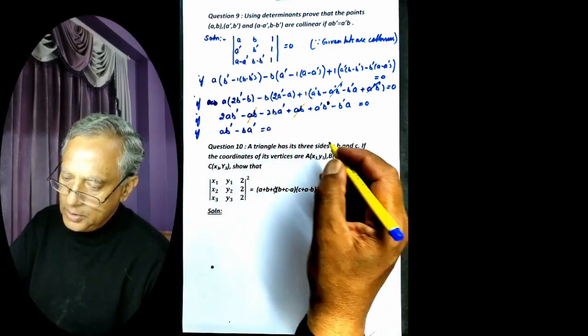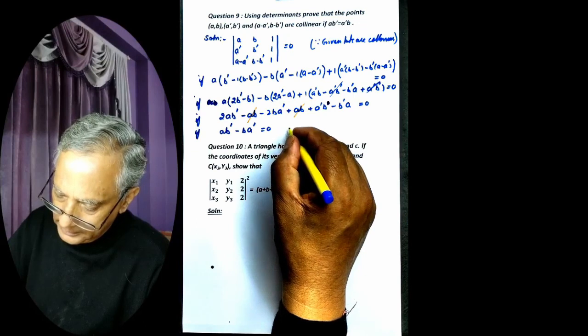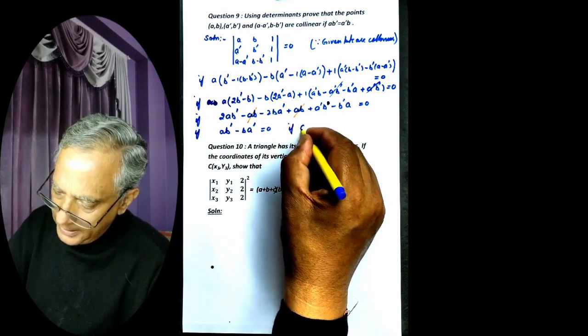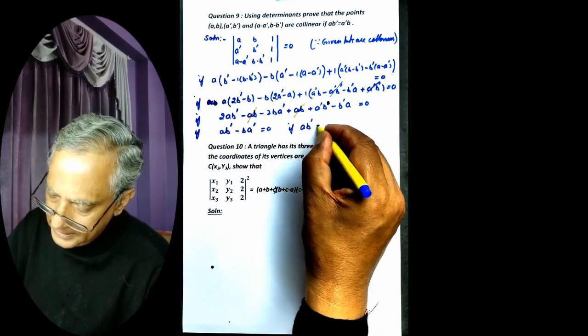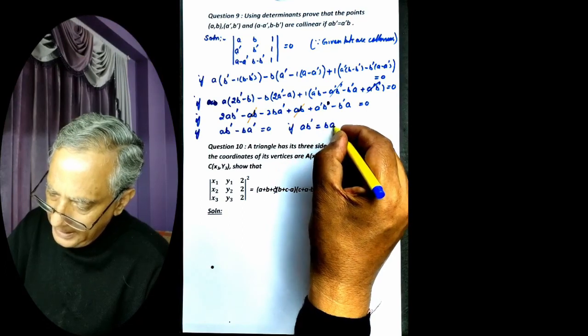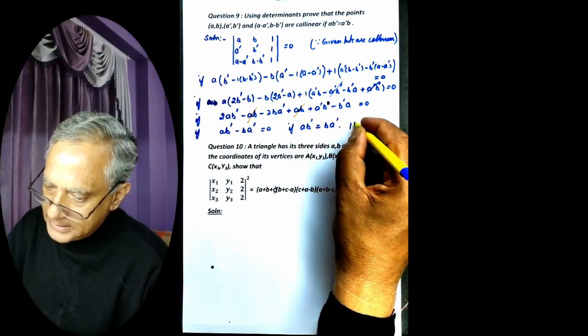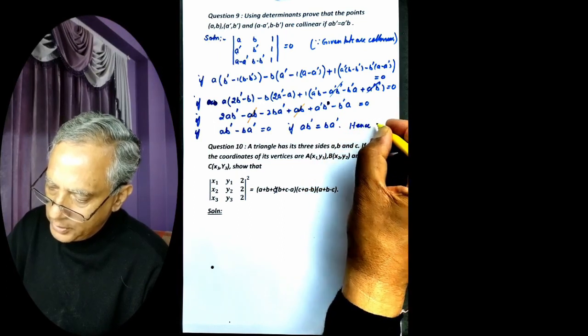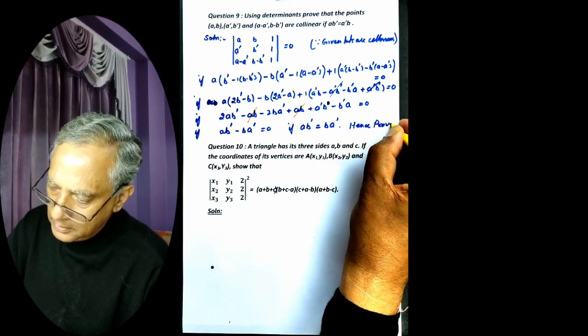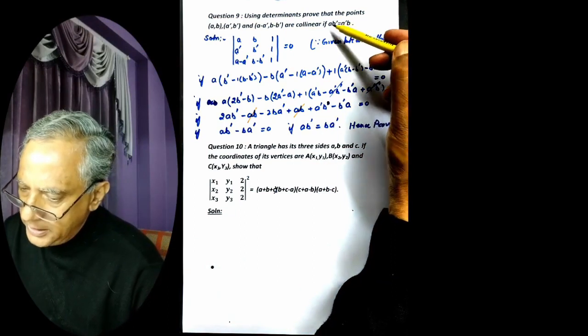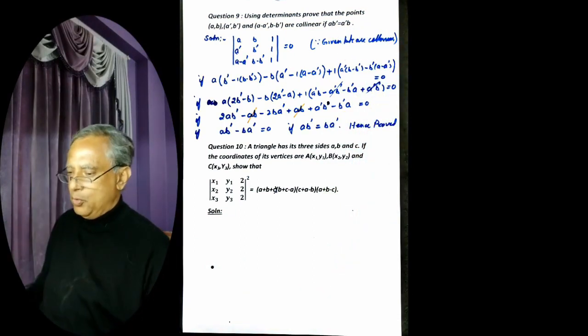This is equal to 0, and if AB dash is equal to BA dash, hence proved. This was the result to be proved.